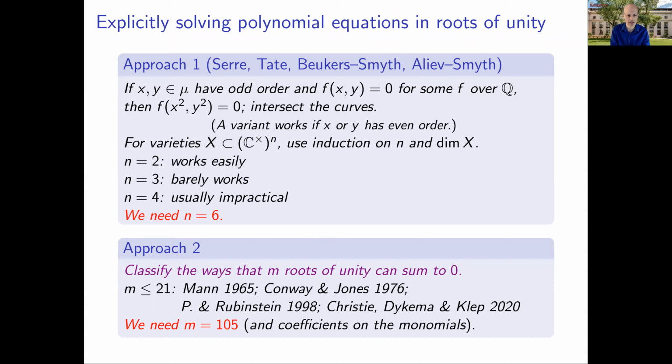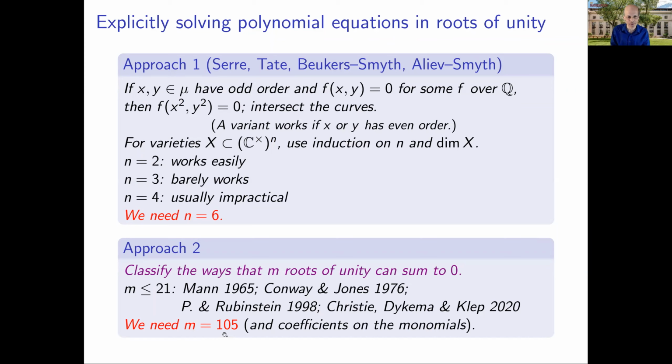Once you know that, it's almost like a combinatorial problem to figure out which combinations of, say, 12 roots of unity can sum to 0. This was done for larger and larger values of m. The record right now is that these are known explicitly up to 21 roots of unity. Unfortunately, that's not quite good enough either, because our equation had 105 monomials.